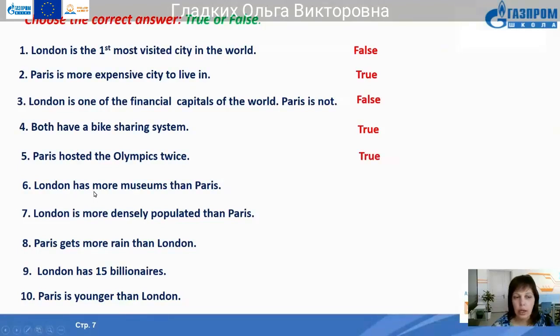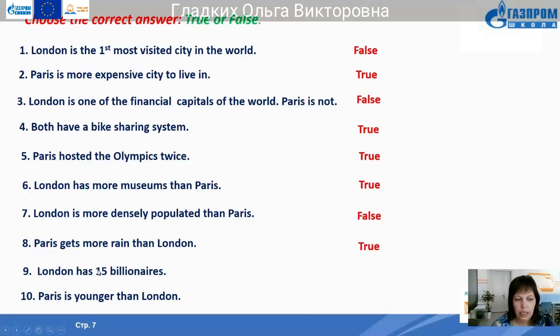So, next, London has more museums than Paris. So, any ideas? That is true. Okay, Aiday, good. London is more densely populated than Paris. Is it true or false? Aiday? So be active students. That is false. Now let's compare. Yes, you are right, Ayman. Next, Paris gets more rain than London. Ayman? False. That is true. Great.